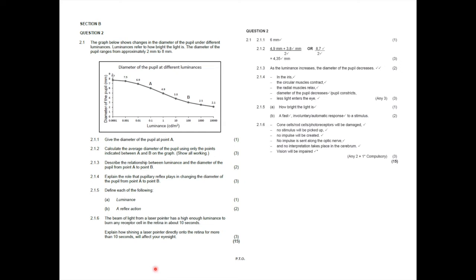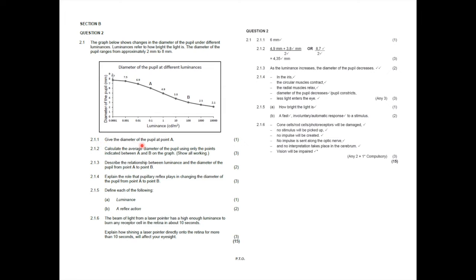Right, question 2. 2.1. The graph below shows changes in the diameter of the pupil at different luminances. Luminances refer to how bright the light is. The diameter of the pupil ranges from approximately 2 mm to 8 mm. In your graph, you have the diameter of the pupil at different luminances. Here, your dependent variable is the diameter of the pupil. What you are controlling is the luminance.